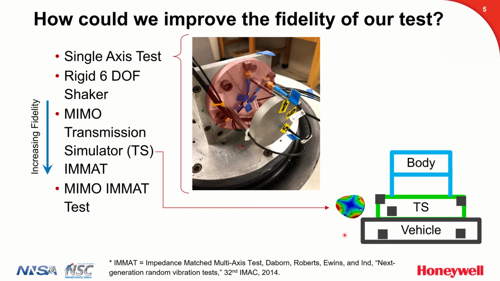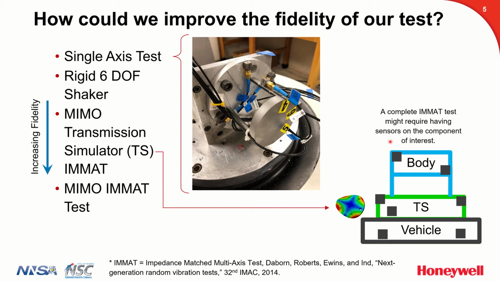So that's the idea behind the transmission simulator method. This was really inspired by some work of De Boer, Roberts, and Ewens, who invented the IMAT approach. The difference between IMAT and what we're doing is that in IMAT, you would also put accelerometers on the body. So you basically test the whole vehicle. And then whatever part you're testing in the lab, say it's this part, you would control to all of these accelerometers and replicate the environment.